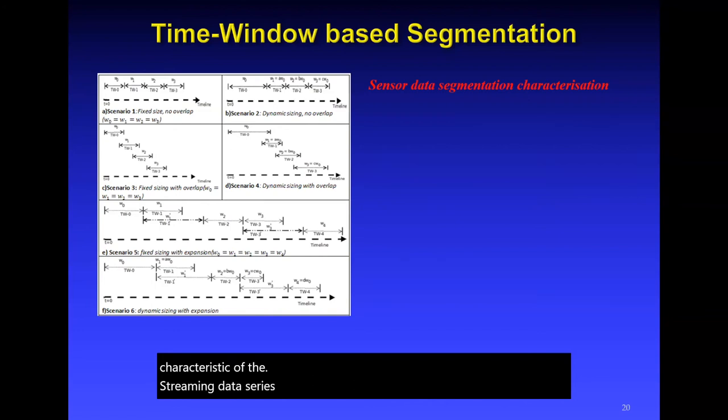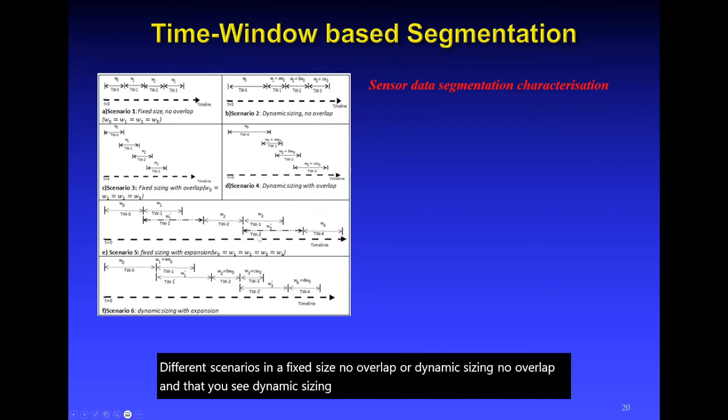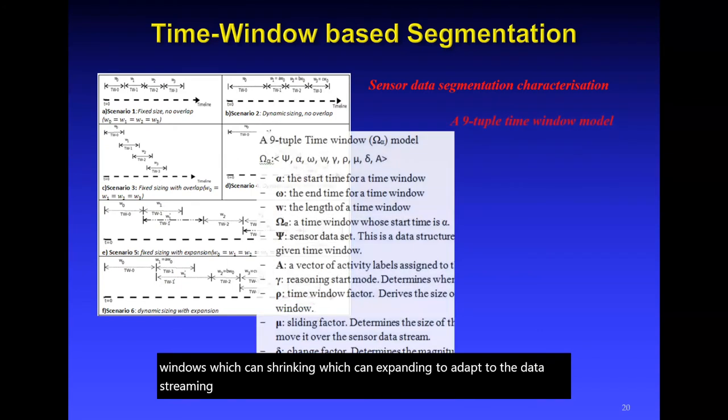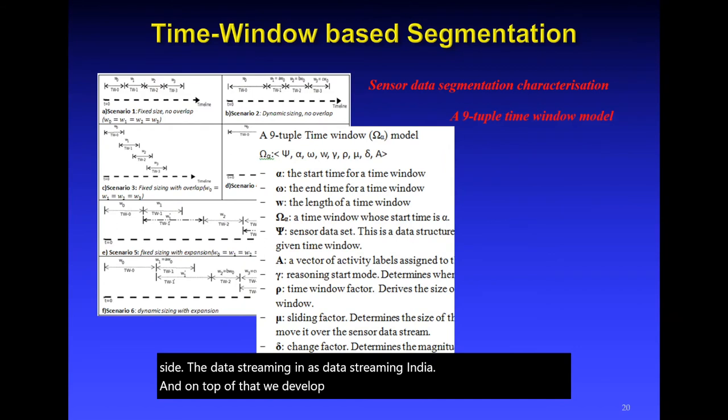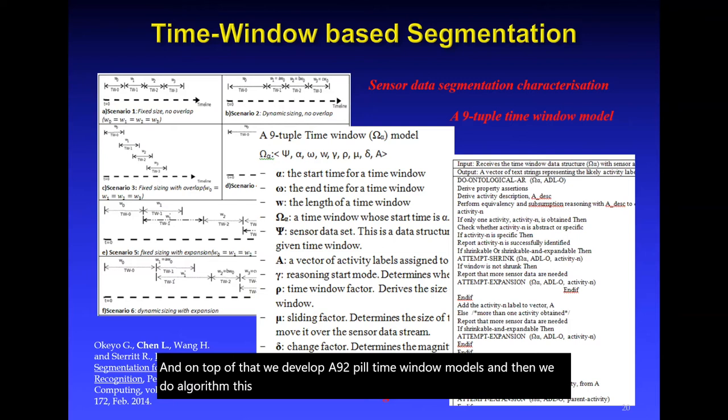You see here, there are different scenarios: fixed size with no overlap, or dynamic sizing with no overlap, and then dynamic sizing with overlap, and then there is a sliding window which can shrink or expand to adapt to the data as it streams in. On top of that, we developed a non-tuple time window model and an algorithm. This is published in separate papers, but that is what we did for sensor data segmentation.